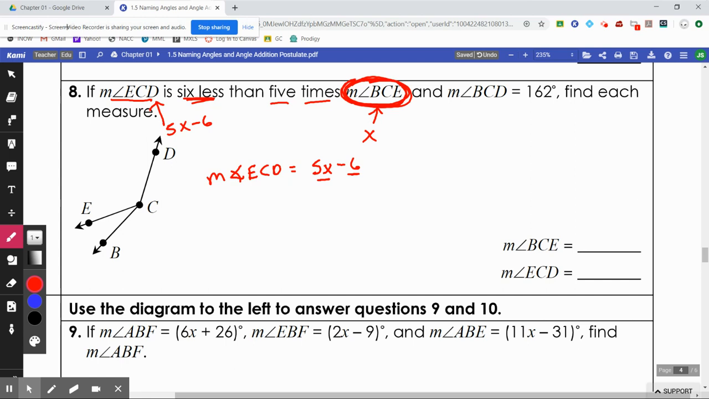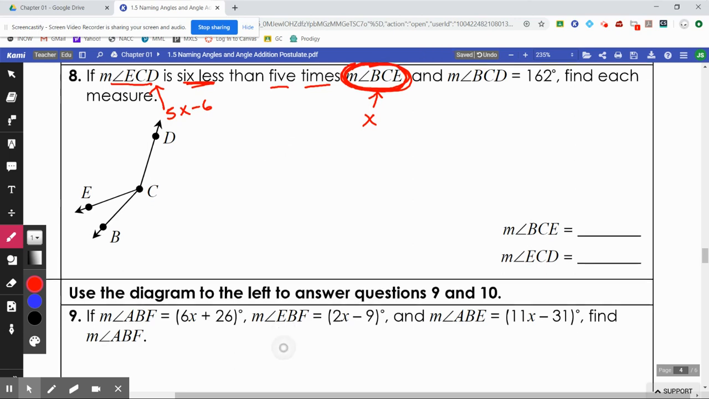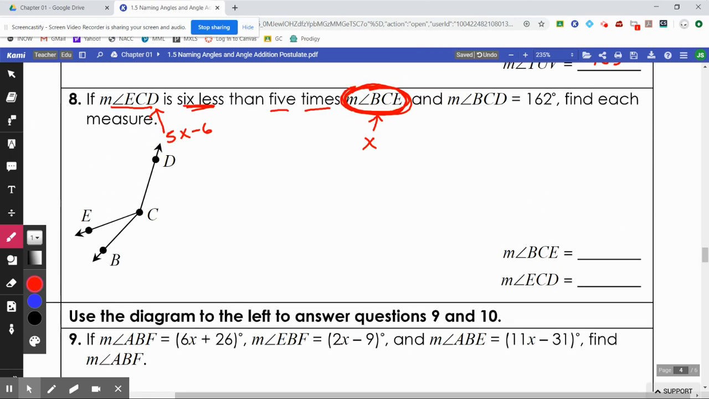So let's label that. And I'll say it again as I'm labeling it. BCE, I don't know how big it is, so I'm going to put X. ECD, which is this angle, is 6 less than 5 times this angle. So here's 5 times this angle, and 6 less than that would be that minus 6. So there's your two angles. The whole angle, BCD, is 162. I'm going to put that 162 right there.